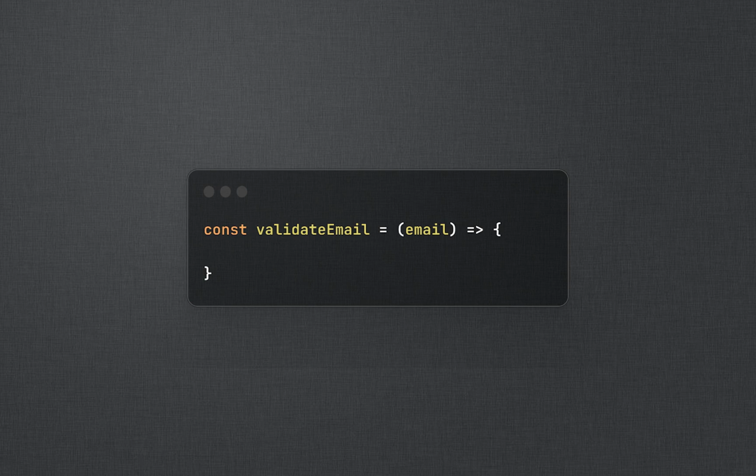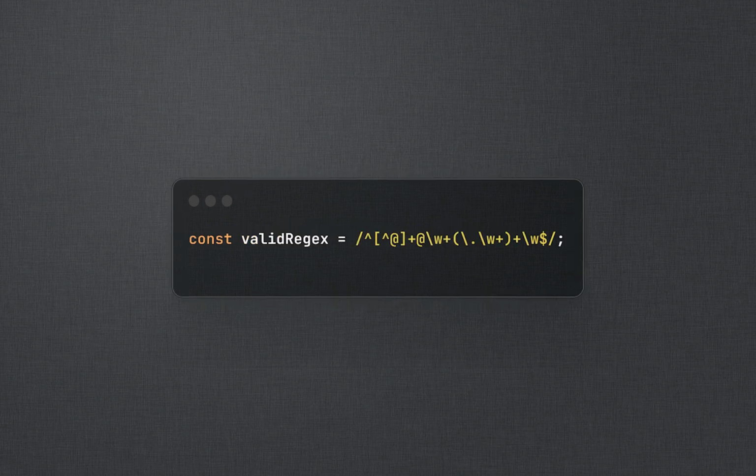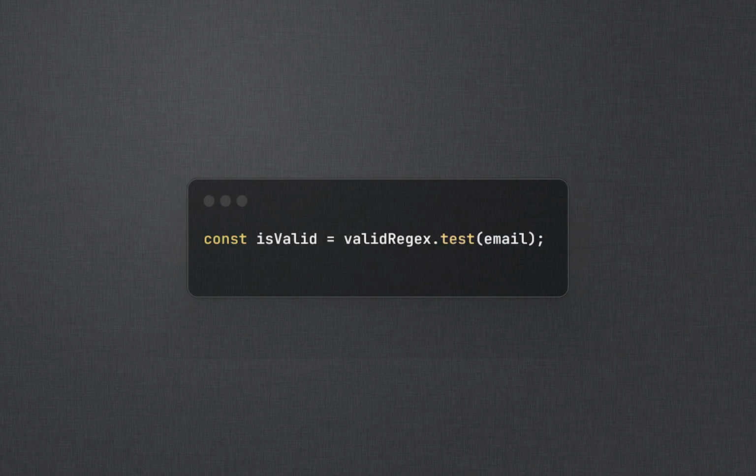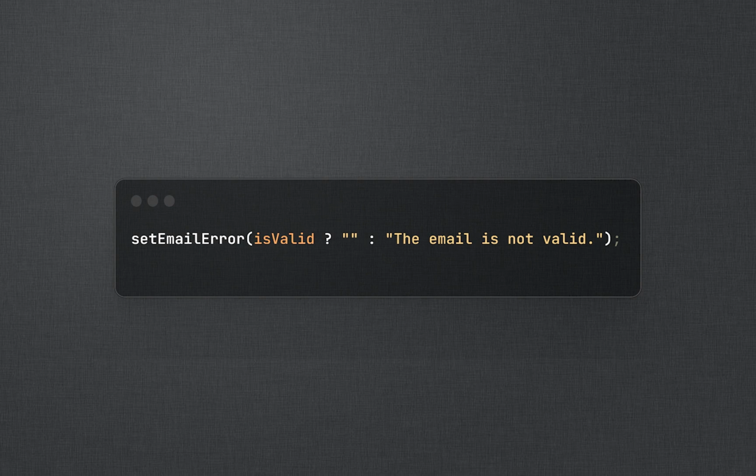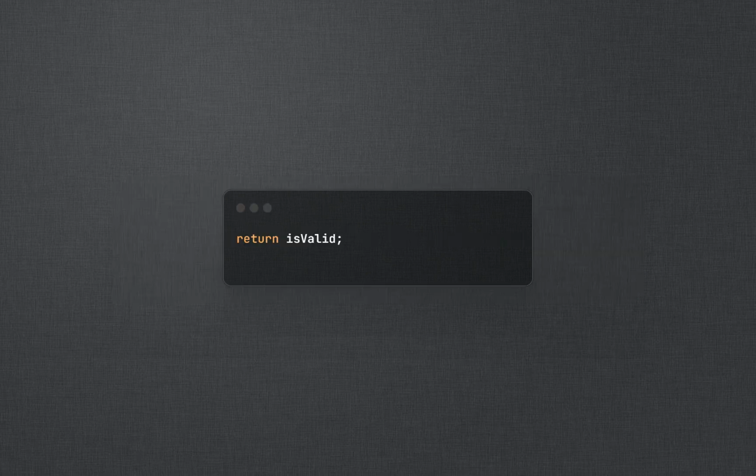So let's do a recap first. We create the function, then we declare a regular expression pattern that matches a valid email format. The next line uses the test method of the validRegex regular expression object to check if the email parameter matches the regular expression pattern. The result, either true or false, is stored in the isValid variable. The next line is used to set the error so we can display the error message later in our form. And lastly, we return the isValid variable.